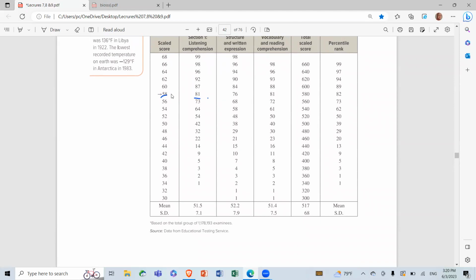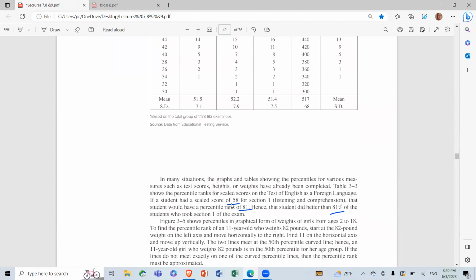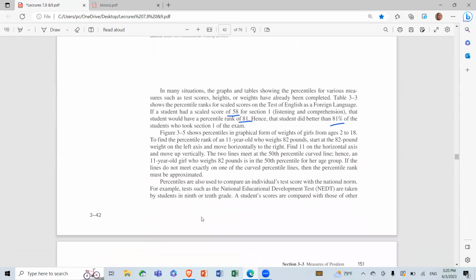Listening and comprehension: if the student got a scaled score of 58, the percentile is 81. The student did better than 81% of the students who took section 1 of the exam.